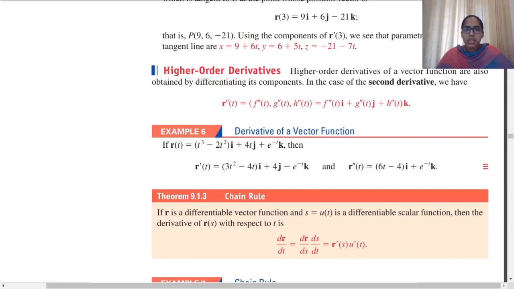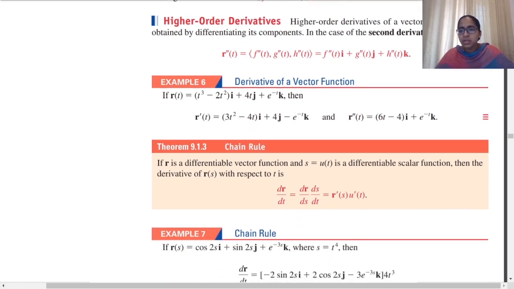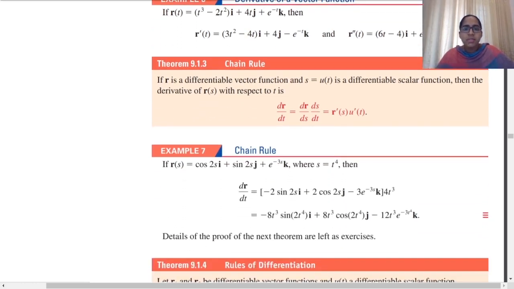That is, we are considering only the case of second order derivative. Now if r dash of t is equal to the vector f dash of t, g dash of t and h dash of t, then the second derivative r double dash of t is the vector f double dash of t, g double dash of t, h double dash of t, or it can also be written as f double dash of t i plus g double dash of t j plus h double dash of t k. The next example is just to find the second derivative, which is simple and you can try it by yourself.